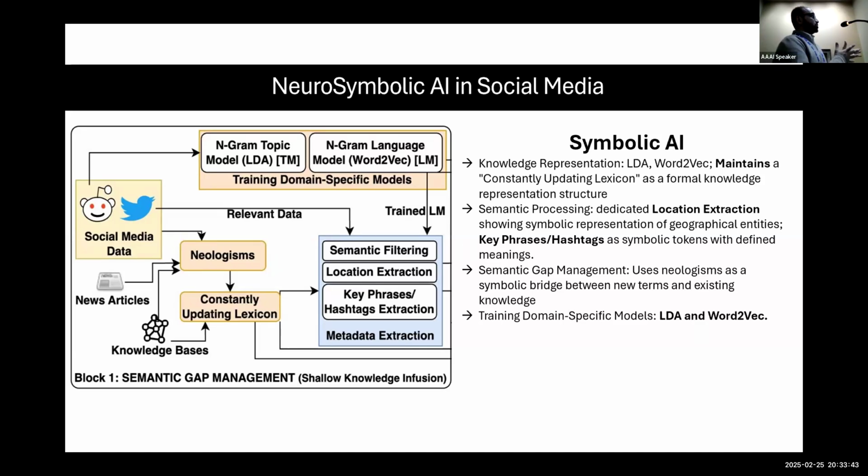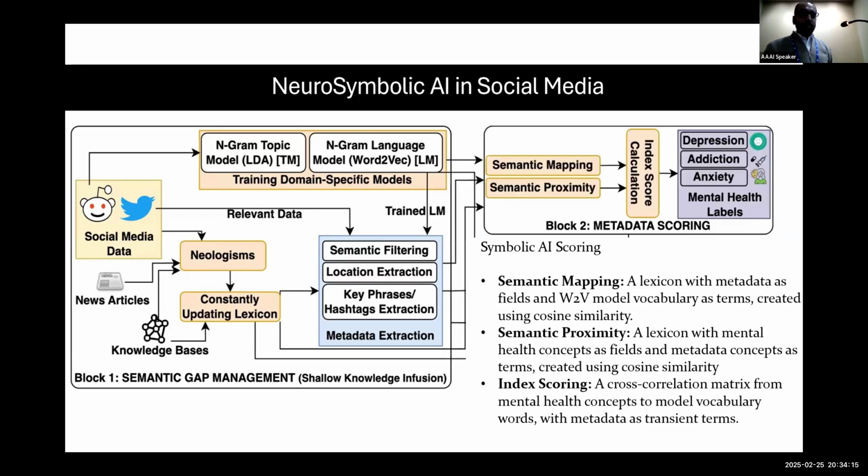So for the symbolic piece, we created a lexicon in this figure, where we show how this social media information can be understood better with LDA and word2vec, and also by constructing a lexicon of those words and how those can be represented in the embedding spaces. So we'll move forward and see how these things translate into the neural spaces.